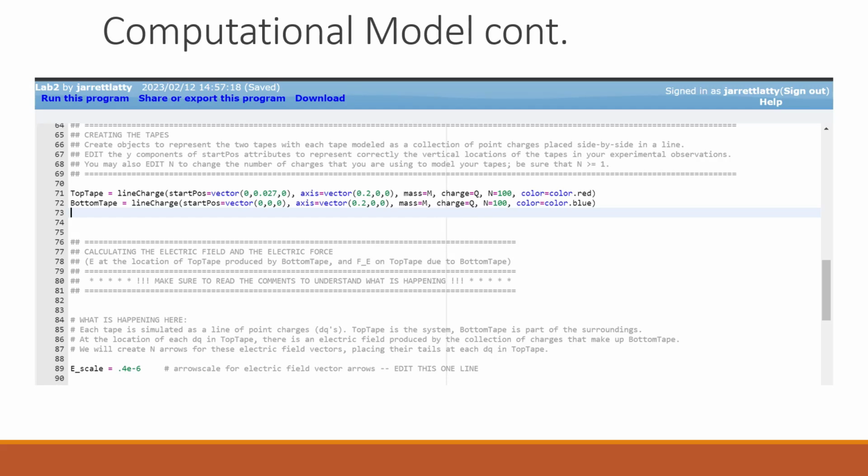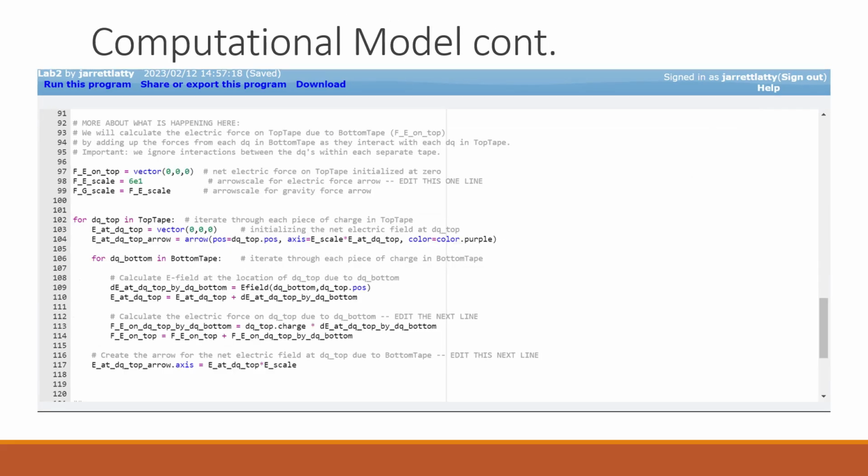And this n value is how many particles are being simulated, and the higher this number, the more accurate the measurement will be, but also the harder it is to run, so I chose 100. And down here, this E scale is just an arrow scale for the electric field arrows on each of the particles in the line. Part of our code is where we're calculating the total electric field and electric force on the top tape particles by the bottom tape particles.